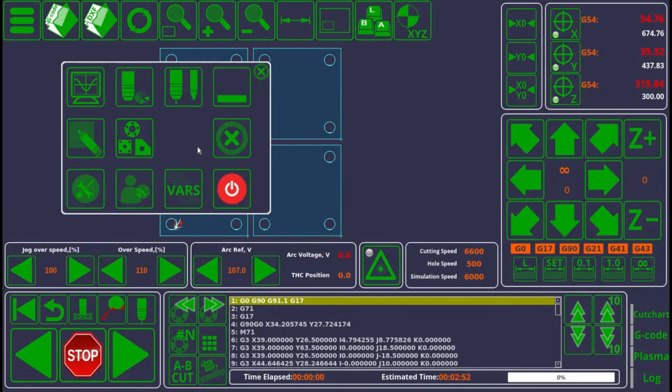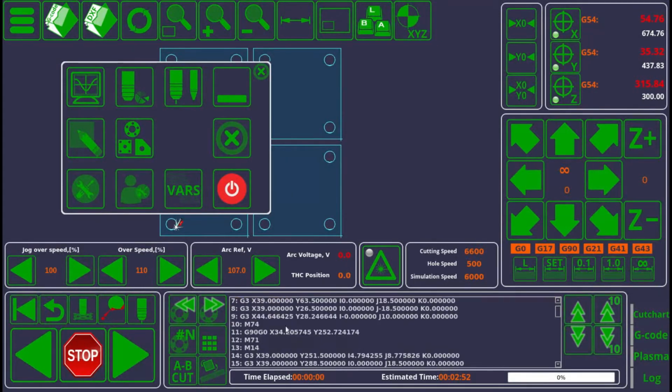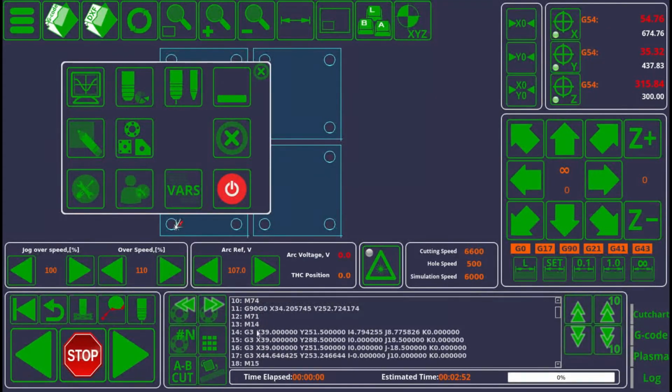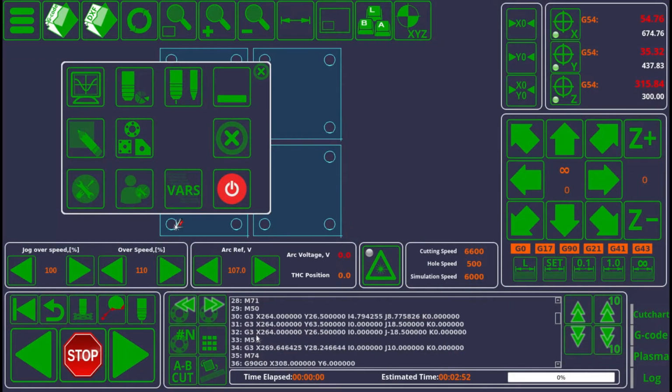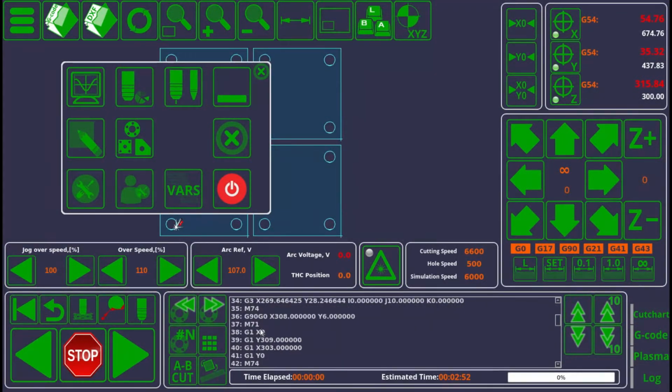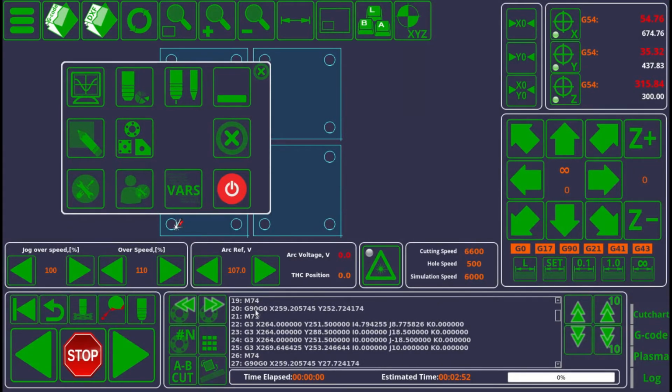So here I have prepared a small program to demonstrate the way this will function. I have inserted a set of these codes at certain points of the program, and I expect the THC system to be turned off in between these sets of codes.